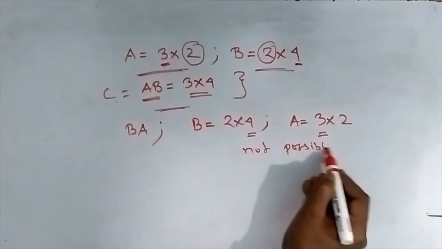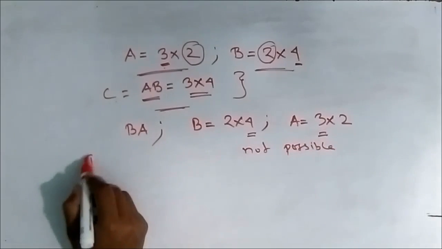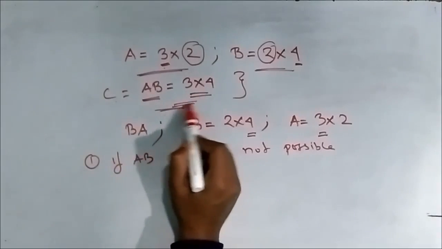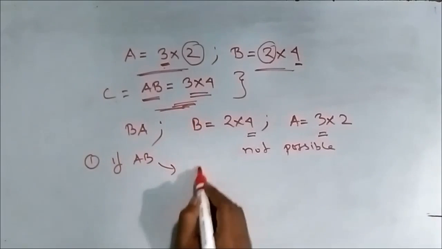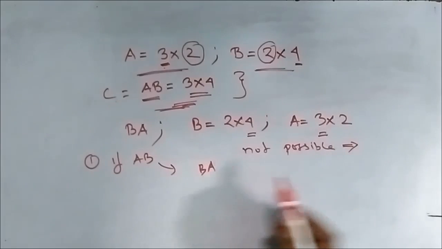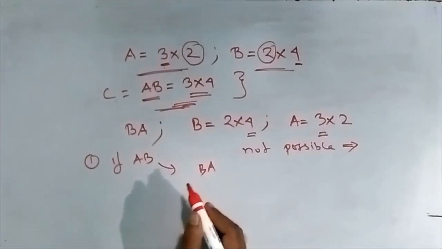From this we learn the first property of matrix multiplication: if AB exists, that is, the multiplication of AB is possible, then it is not necessary that BA also exists. You can see BA is not possible. This law is known as the commutative law of matrix multiplication.